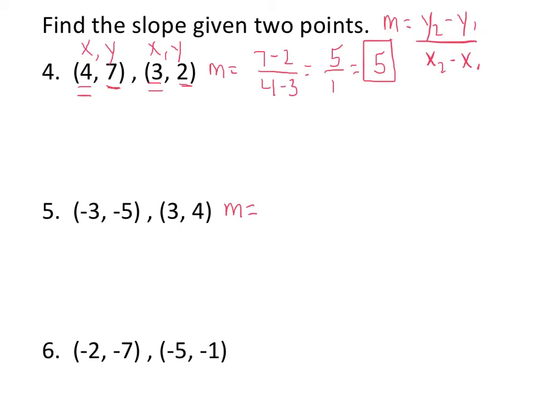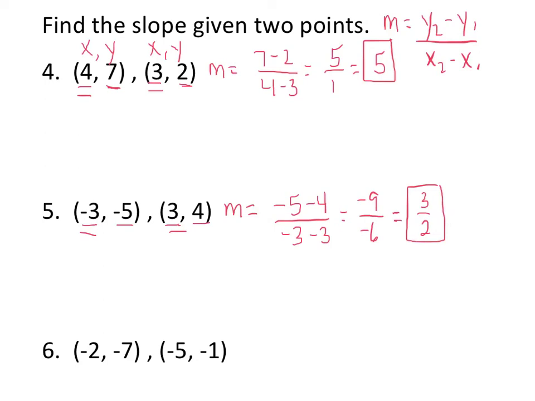M equals. So if I'm going to take my y minus my other y, so I'm going to take negative 5 minus 4 over, take my x's in the same order, negative 3 minus 3, and now go ahead and do that. Negative 5 minus 4 is negative 9, negative 3 minus 3 is negative 6. Go ahead and simplify that. A negative divided by negative is positive, and that simplifies to be 3 over 2. You want to leave it as an improper fraction when you're dealing with slope, so we're going to leave it like that.